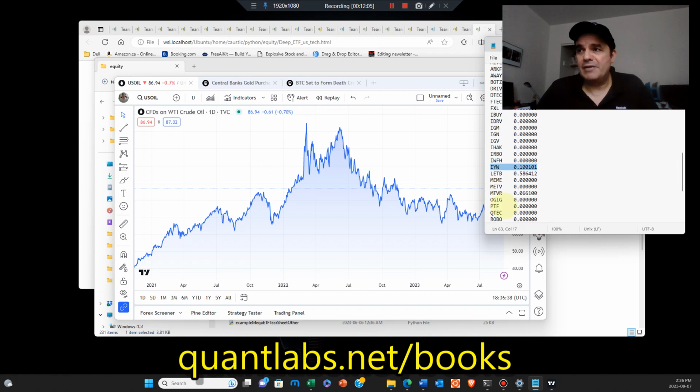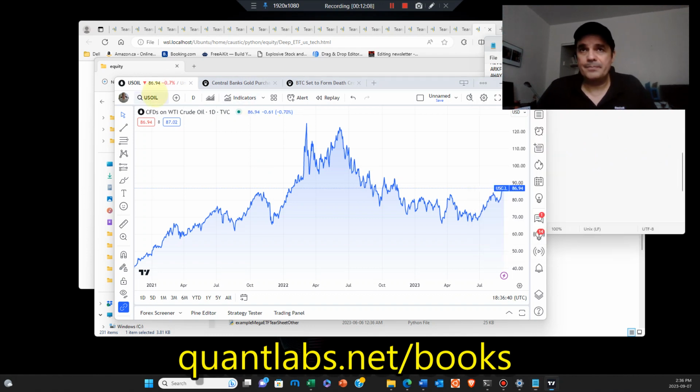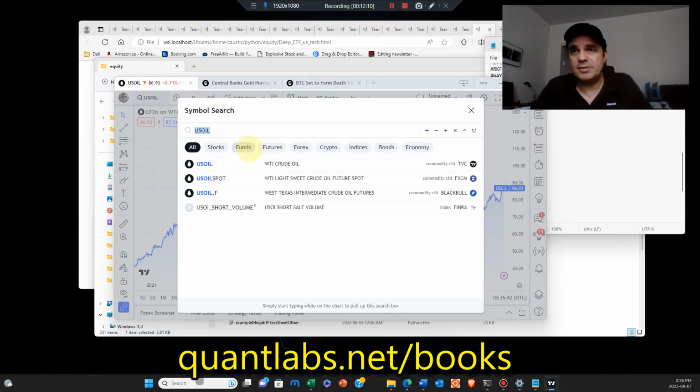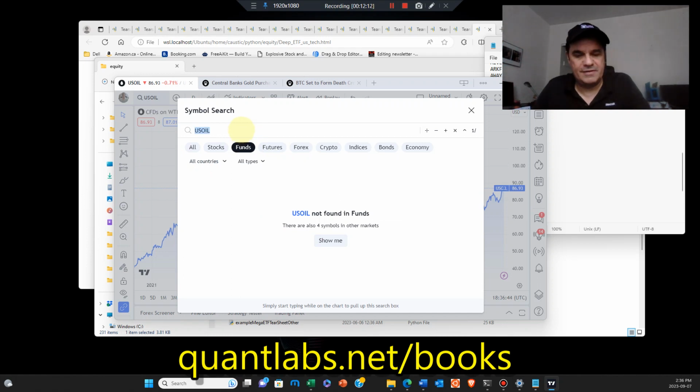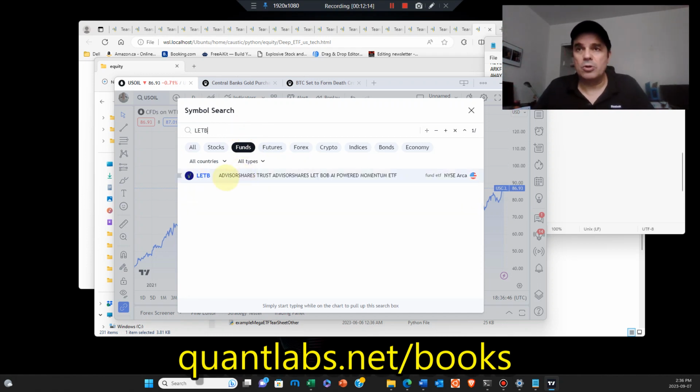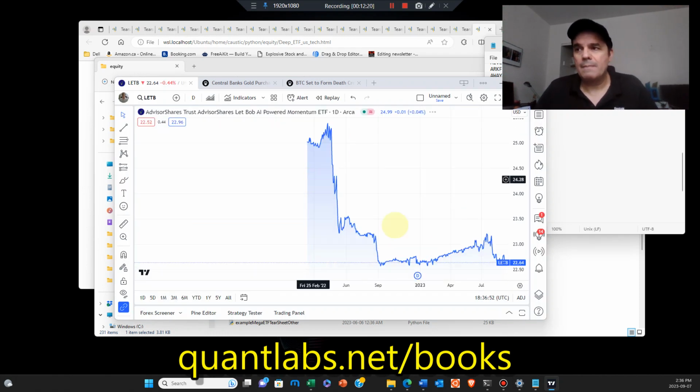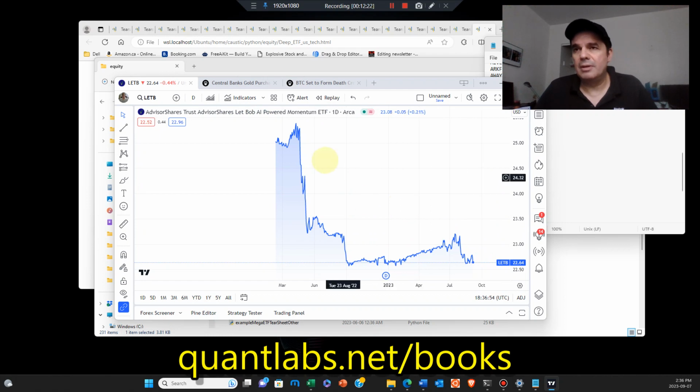The first one we have here is LETB. So it's come under funds, LETB, if it's available. This is Advisor Shares Trust, Advisor Shares LETB AI powered momentum. So you can see here, this is not a very good ETF.